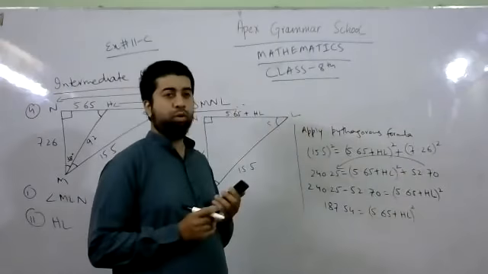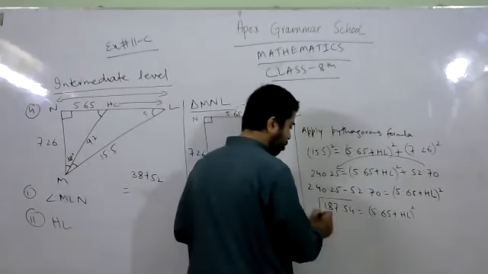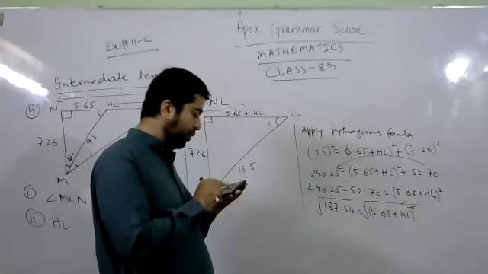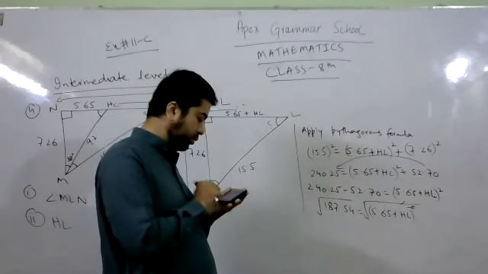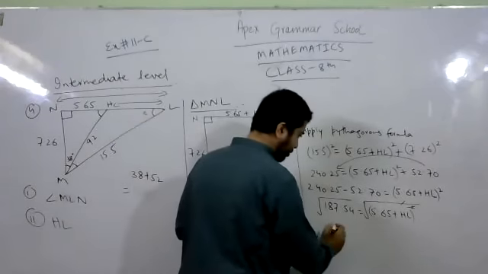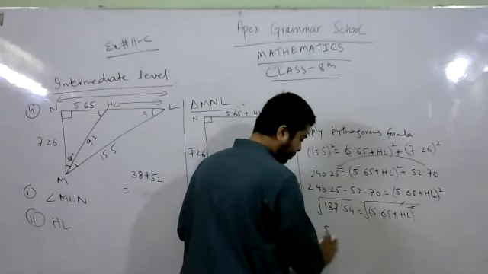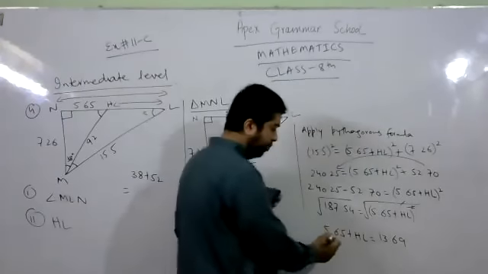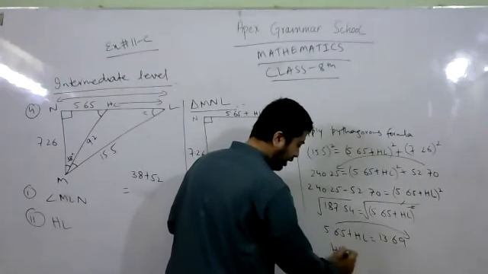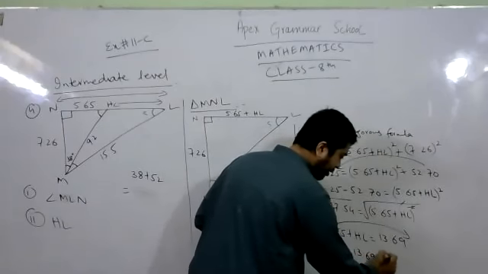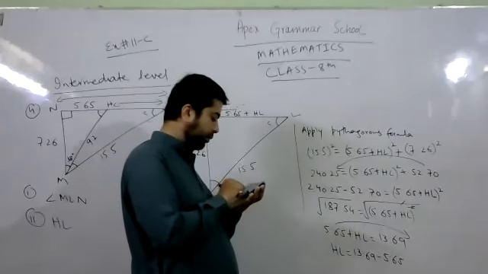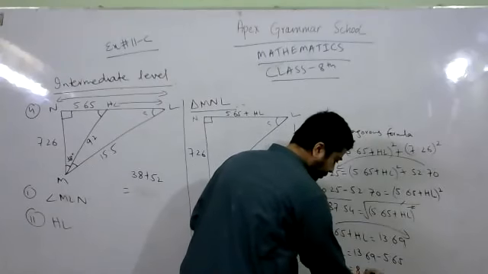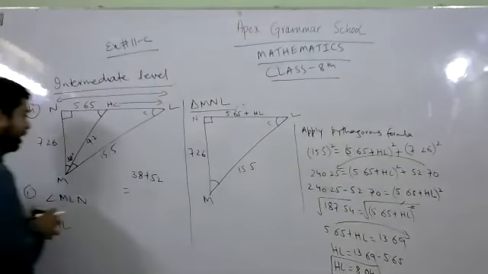Now this is a square value. To get rid of this, we need to apply square root on both sides. This square will cancel with this square root. So square root of 187.54 is 13.69. So you can say that 5.65 plus HL is equal to 13.69. This 5.65 will be subtracted there. So HL is equal to 13.69 minus 5.65, that is 8.04. Now we are able to find this value.